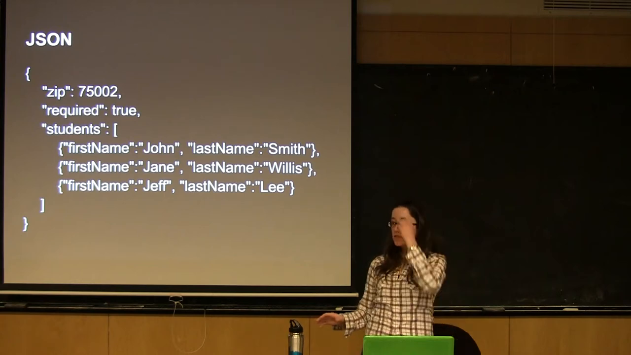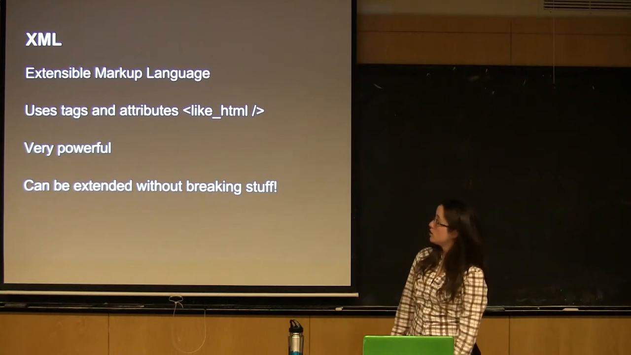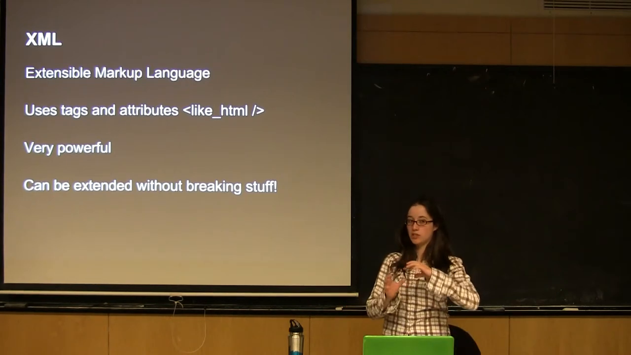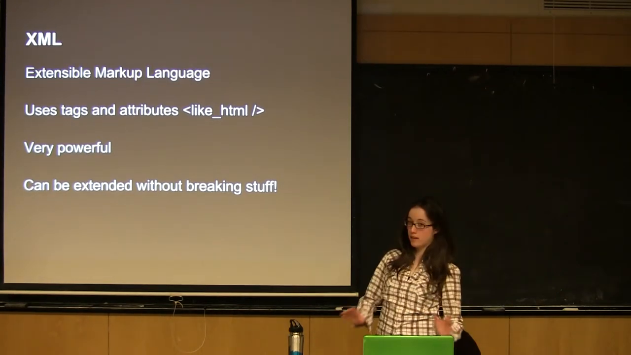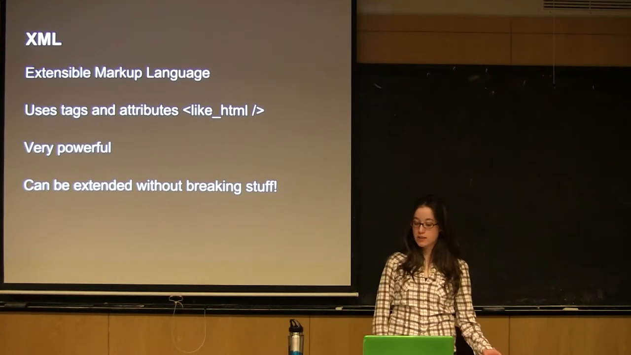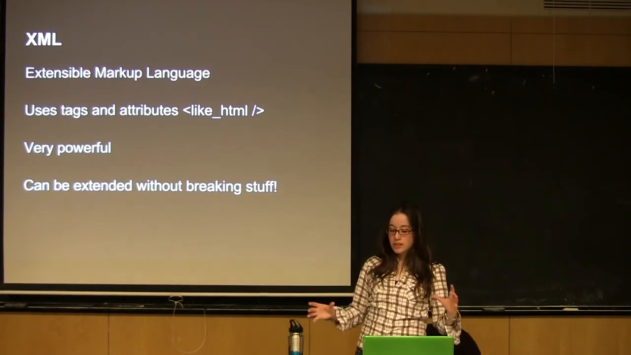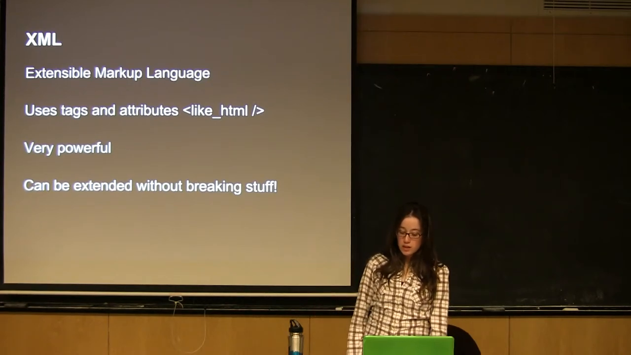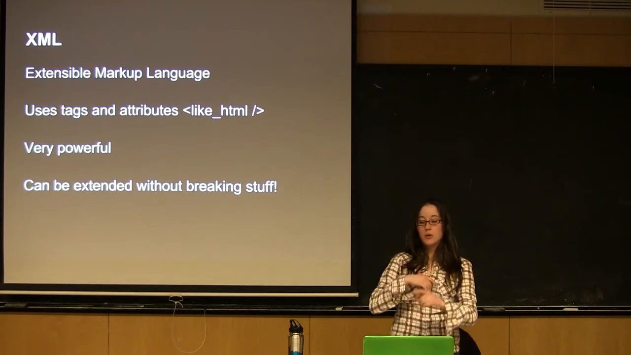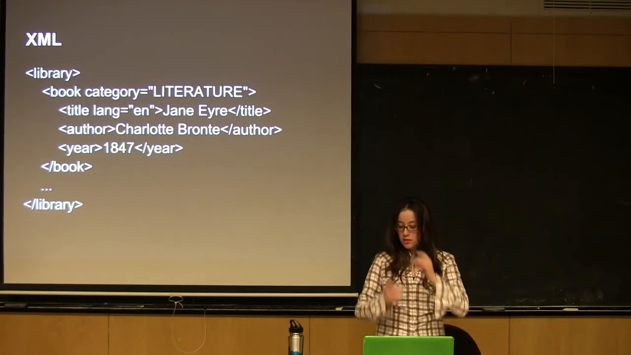The alternative to JSON, which is also extremely common, is XML, the extensible markup language. It's very similar to HTML. The only difference is that in HTML you can totally just screw up and not close tags, whereas in XML that is bad and you cannot do that. But it uses tags and attributes very much like HTML, and it's extremely powerful because it is so extensible, and you can create really complex objects with it and store really complex data. And it can be extended without breaking stuff. If you had a parser that was looking for specific tags, and you add another tag, it wouldn't break it. Whereas with JSON, it might, depending on what you're doing.